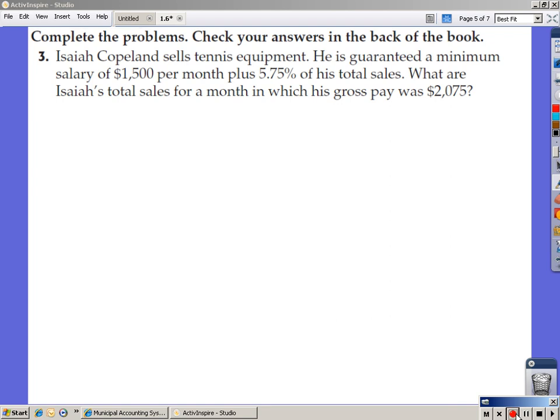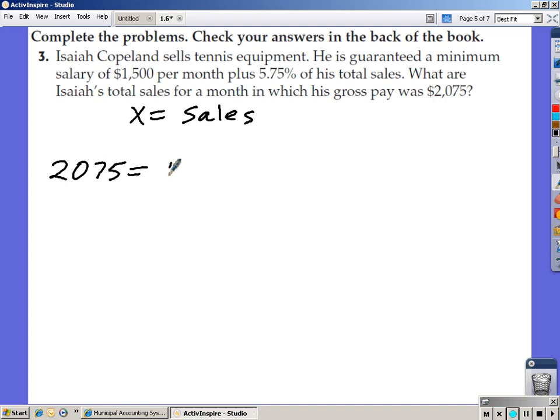Alright, so number 3 says Isaiah Copeland sells tennis equipment. He's guaranteed a minimum salary of $1,500 per month plus 5.75% of his total sales. What are Isaiah's total sales for the month in which his gross pay was $2,075? Alright, so X is going to equal his sales. We set it up just like we did the previous problem, the example. 2,075 equals his guaranteed pay of $1,500 plus the percent, 5.75 in decimal form, 0.0575, X represented by his total sales.